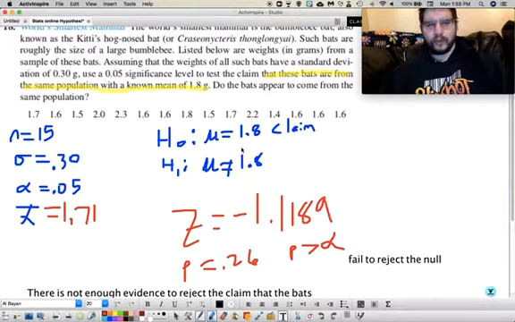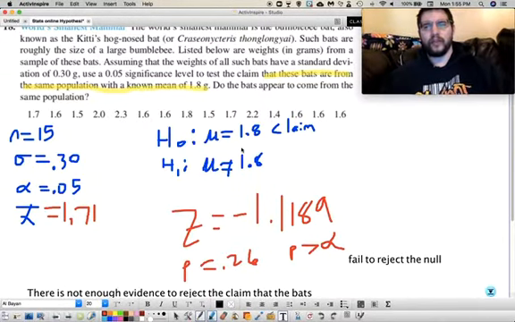All right, that's it for today. So this was hypothesis testing with the mean with sigma known. Next time will be hypothesis testing with sigma unknown.